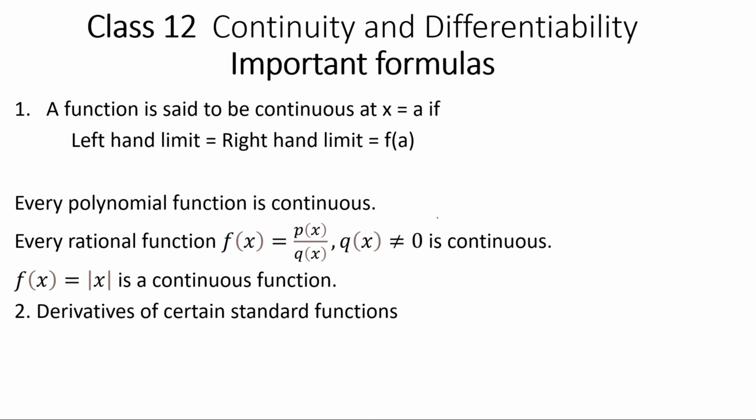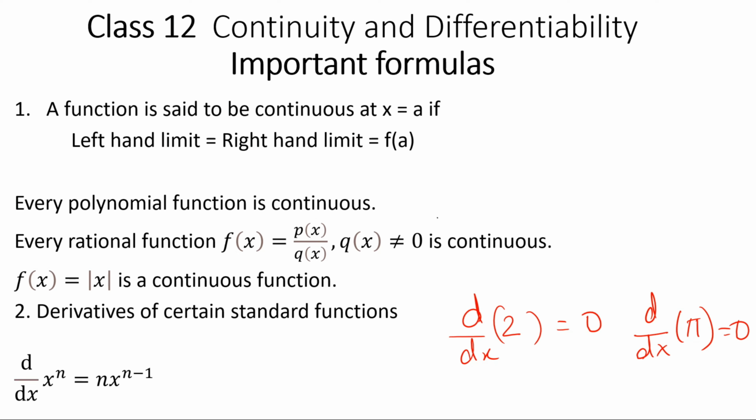Derivatives of certain standard functions that you must know. The first thing is that the derivative of any constant is 0. For example, d by dx of 2 is equal to 0 because 2 is a constant. Similarly, d by dx of pi is a constant, so it equals 0. So for any constant, it's 0.